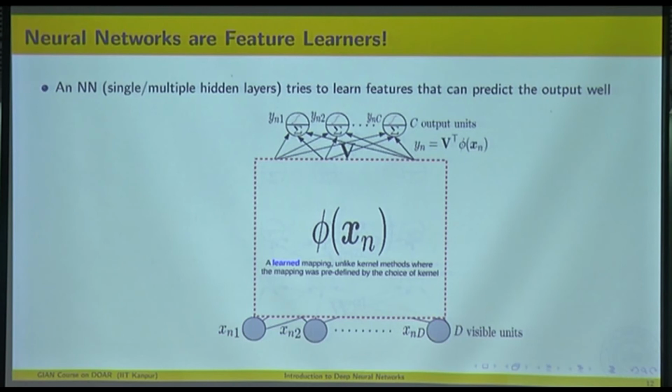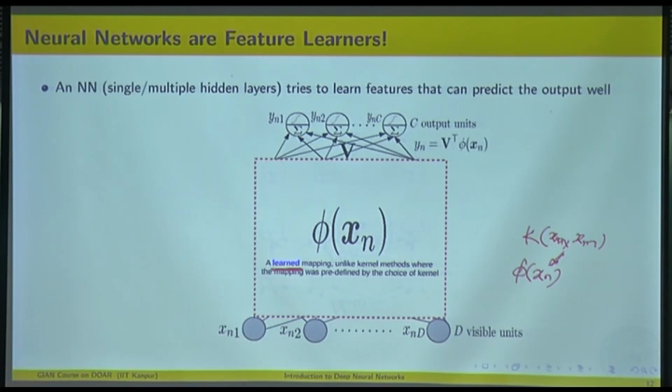So that's one of the key differentiators from a kernel method, because there phi of x is defined the moment you define the kernel function. So if you define k of xn comma xm, it automatically defines what phi of x will be. Whereas here, phi of x will depend on what the neural network is.